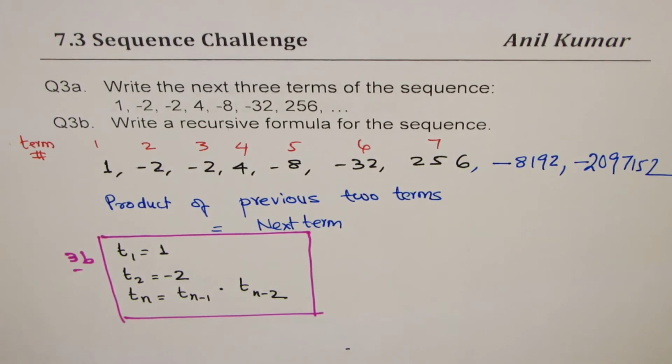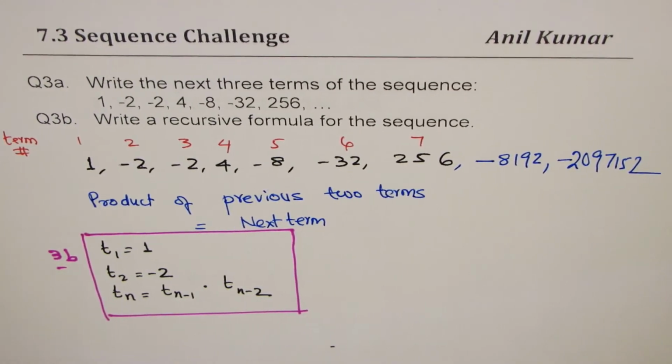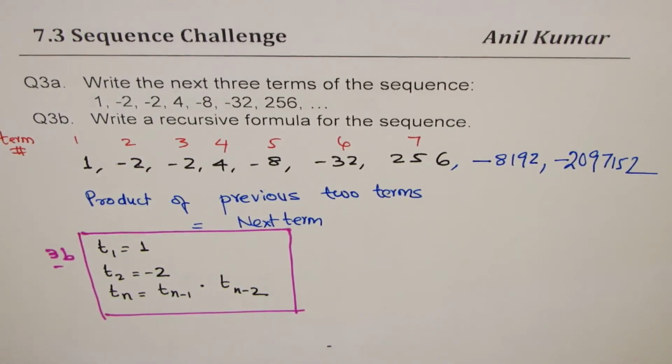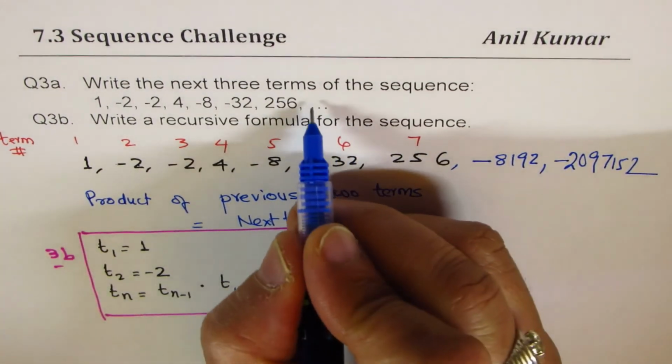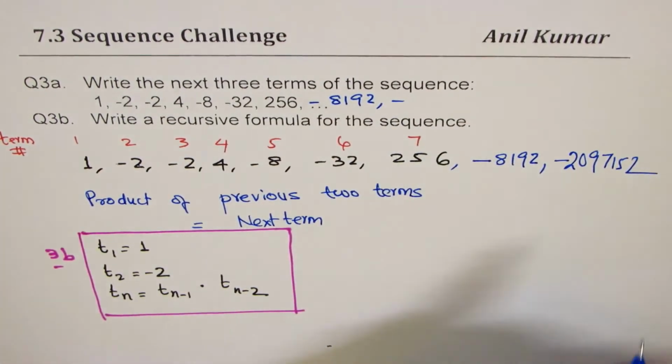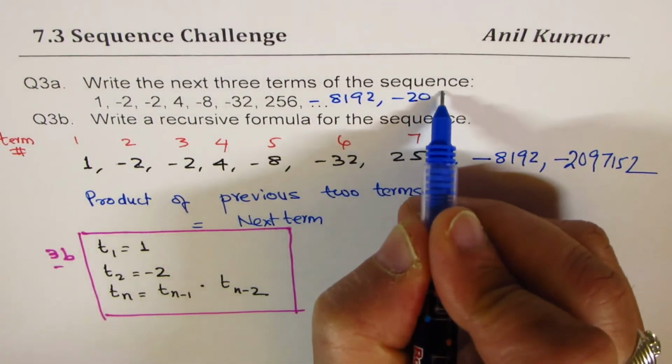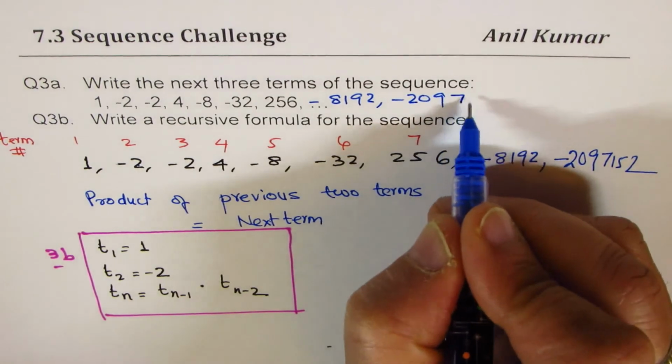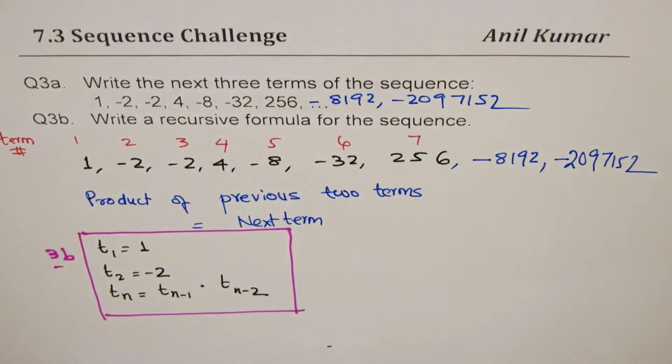So that is how we get this number. Okay, so I hope you can see it. So those are the two next terms, right? So we get here minus 8192, and the other term is 2097152, and that's the pattern. Perfect. So that is how you can get it.